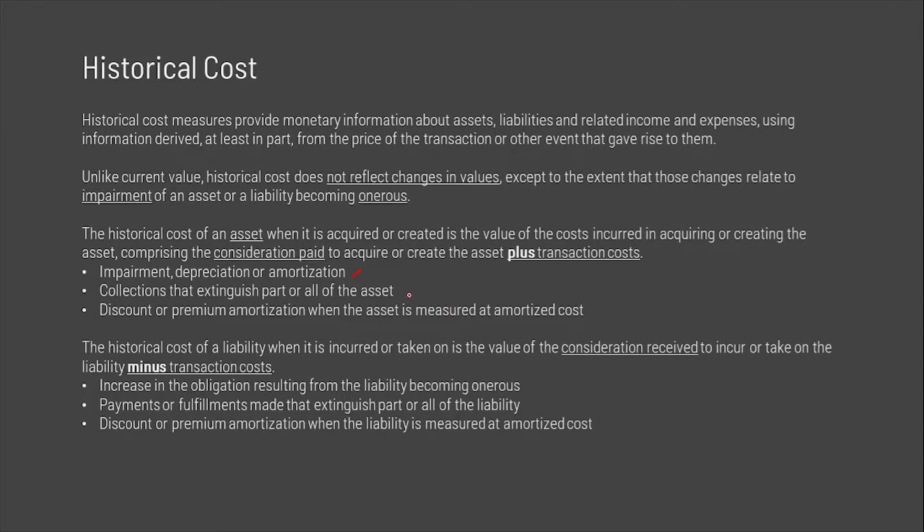You either have collections that extinguish part or all of the asset, and you have discount or premium amortization when the asset is measured at amortized cost. So for the historical cost of a liability, you have an increase in the obligation resulting from the liability becoming onerous, and payments or fulfillments made that extinguish part or all of the liability, and you have the discount or premium amortization when the liability is measured at amortized cost.